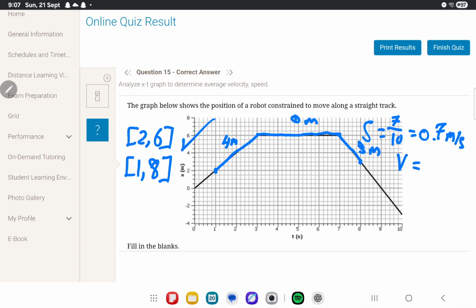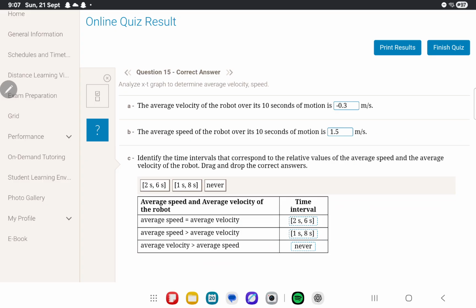Now the velocity, okay, we're going to ignore all of this distance traveled and focus on the final and the initial. Now, the final is 3, the initial is 2. So how much is that? 3 minus 2 is 1. 1 over 10, which is 0.1. As you can see, at 1,8, the speed is greater than the velocity, and that's what you can find here.